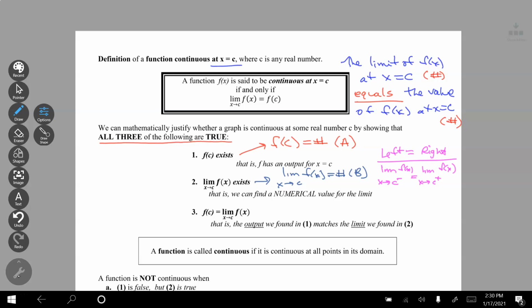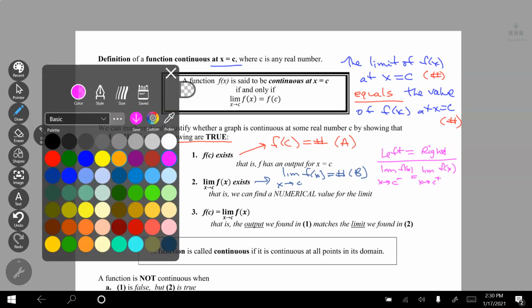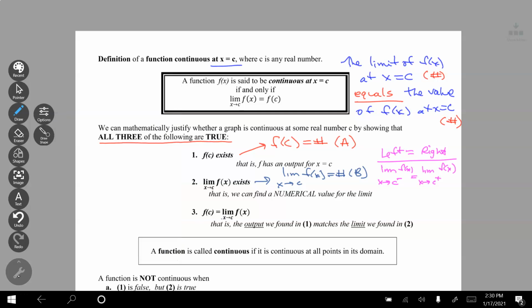And then finally, number 3 is that part 1 has to equal part 2. From where we said part 1, that value would be a, and part 2 was b. A has to equal b. Okay, this is what we're trying to show. If all three parts work, it is called continuous. If this works for every point on the domain, it's called continuous on the whole function.